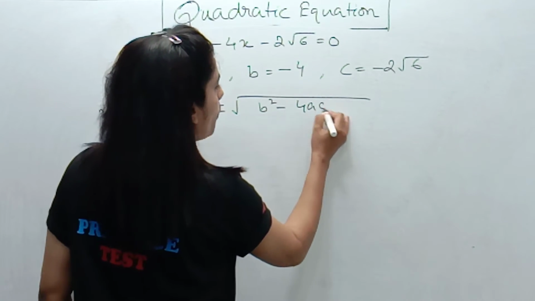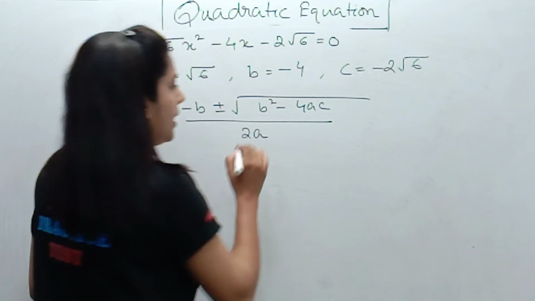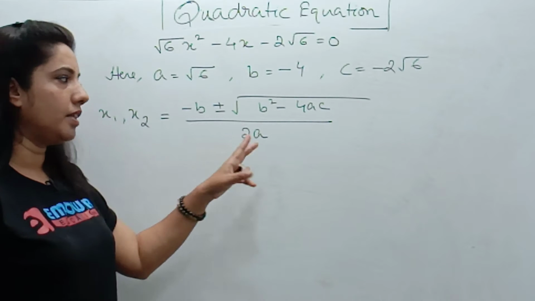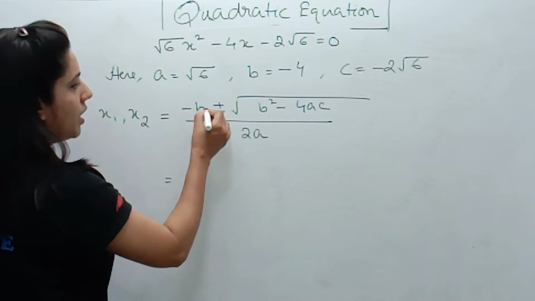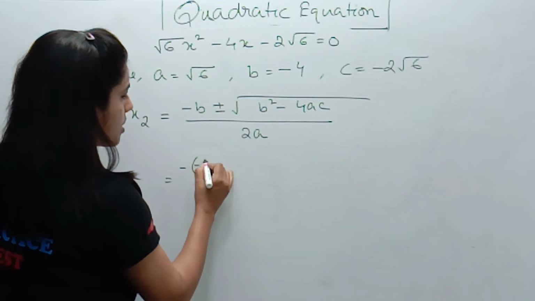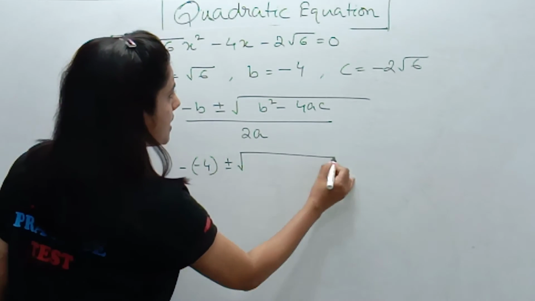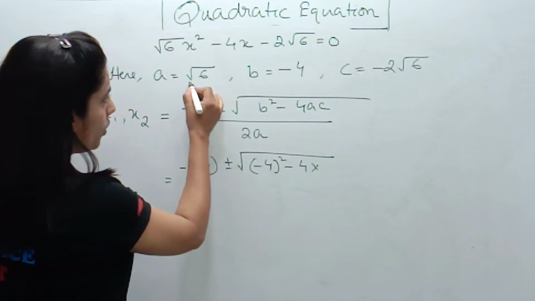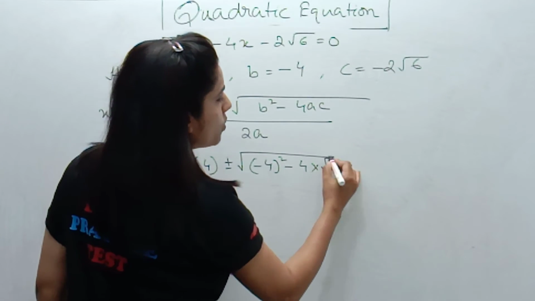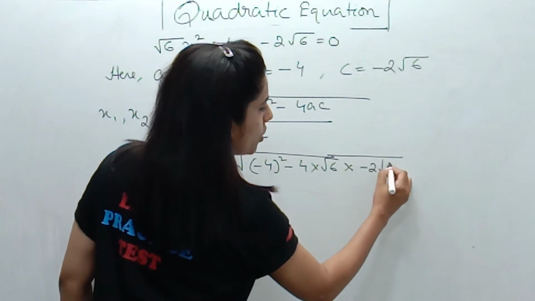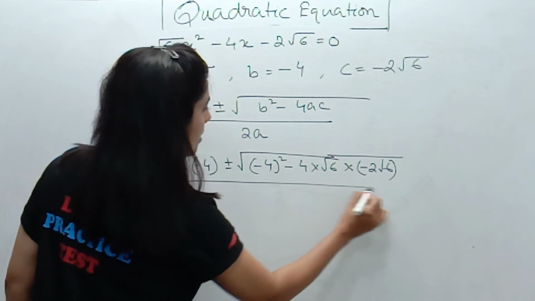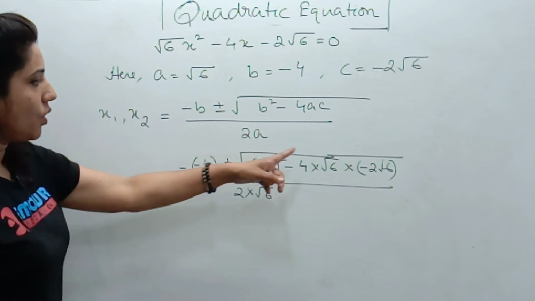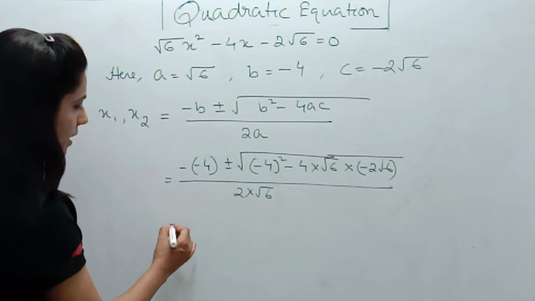Minus b plus minus root of b square minus 4ac upon 2a. This step is compulsory. This contains half mark. If you do not write this formula, you will be losing the marks. So minus of b is minus of minus 4, plus minus root of b square, that's minus 4 square, minus 4 into a, that is root 6, into c, that is minus 2 root 6, divided by 2 into root 6. I have written all the values of a, b, c in the formula.